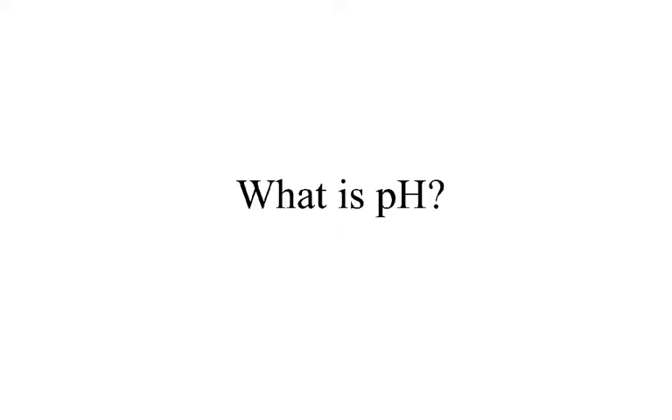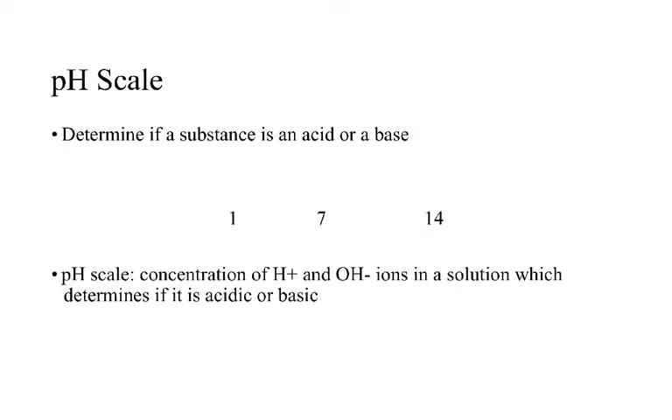All right, so this is video 2 for acids and bases, and we're going to talk about pH. So our question here is, what is pH? pH is a scale that helps us determine if a substance is an acid or a base. And our scale is based on 1 to 14. 7 here in the middle, this is neutral.